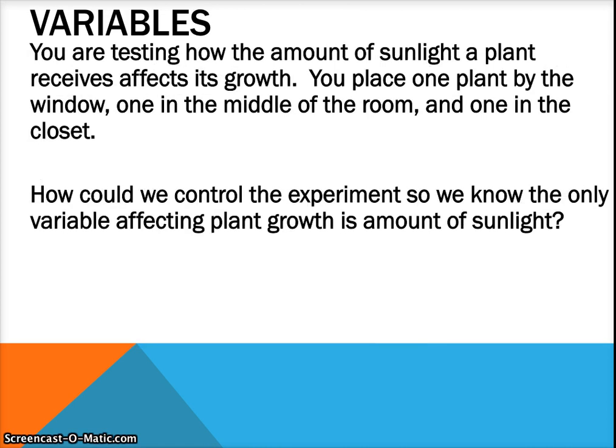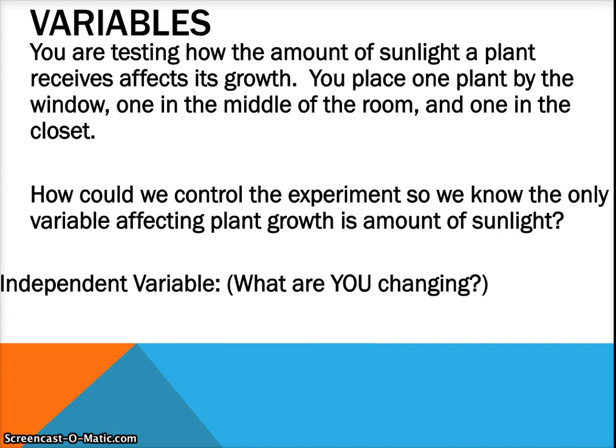Here is an example. You are testing how the amount of sunlight a plant receives affects its growth. You place one plant by the window, one plant in the middle of the room, and one in the closet. We want to control the experiment, so we know that the only variable affecting plant growth is the amount of sunlight.